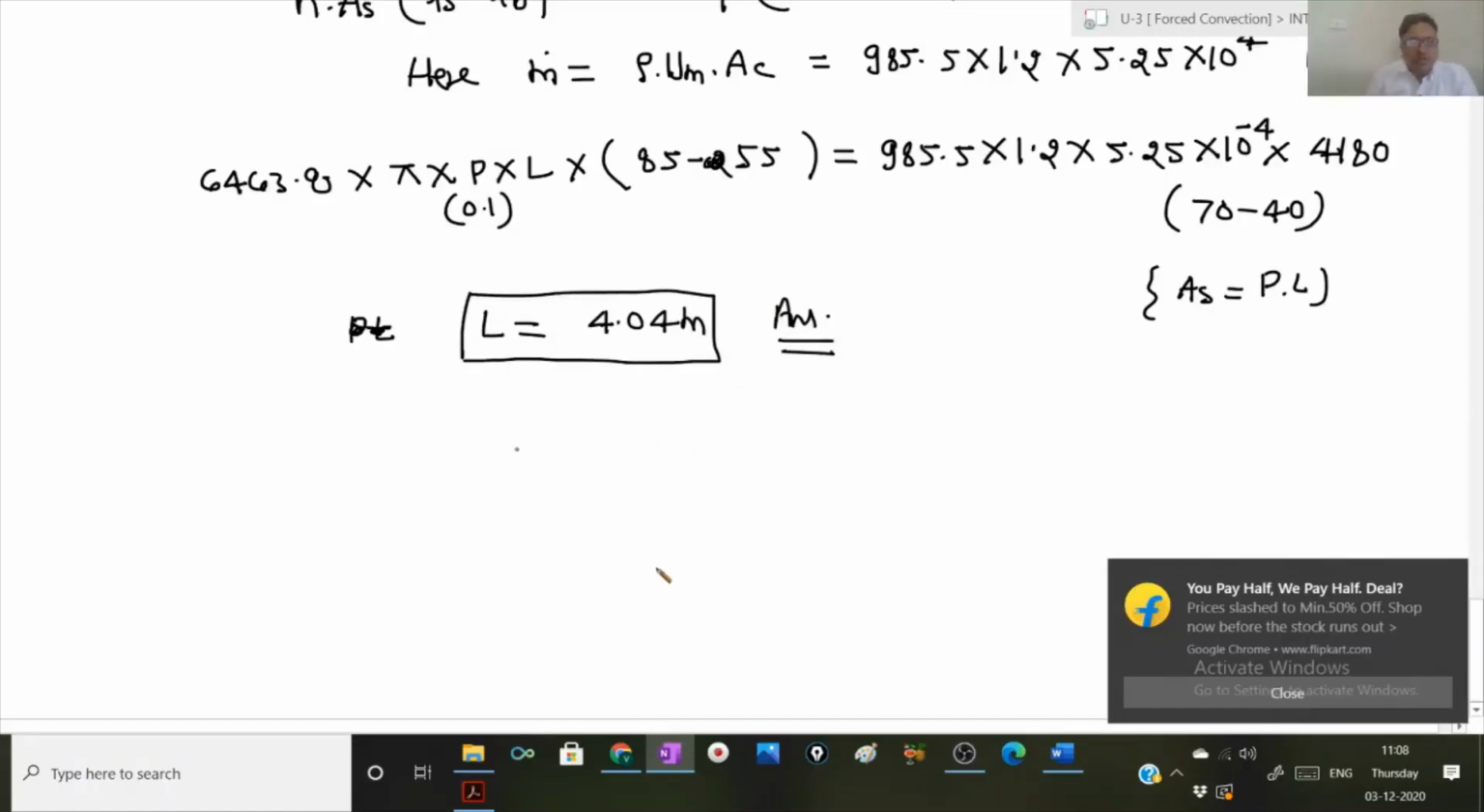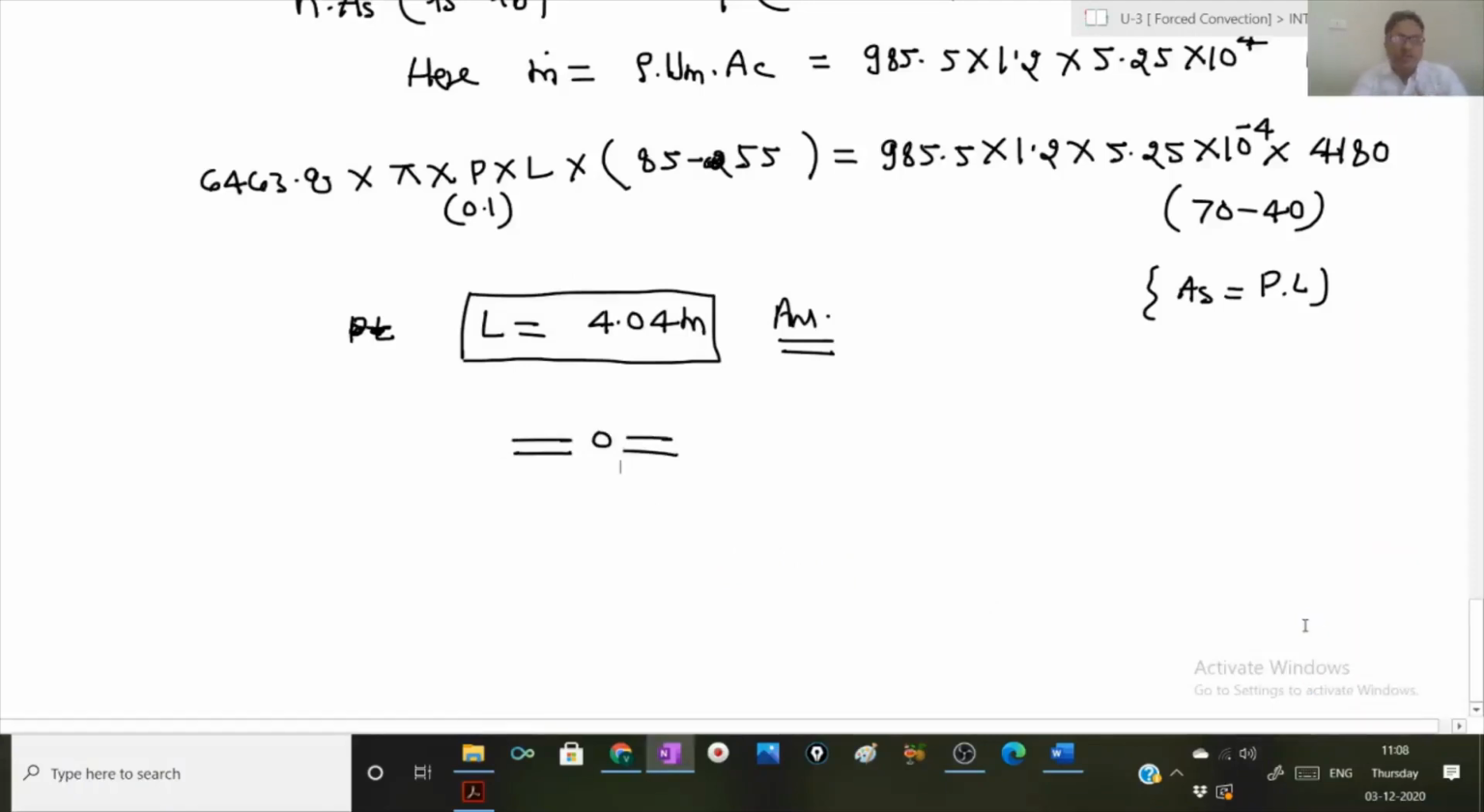So this way you can solve this numerical. The point worth mentioning through this numerical, the point I want to convey is how to consider characteristic length for non-circular pipe, and it is taken as hydraulic diameter, 4 Ac by P. Rest of the process is same.